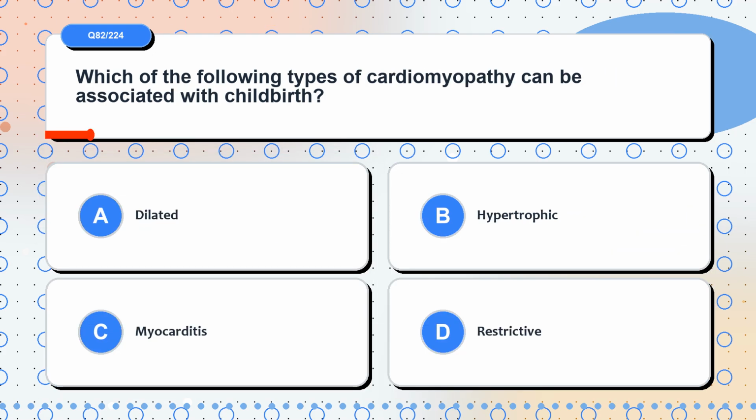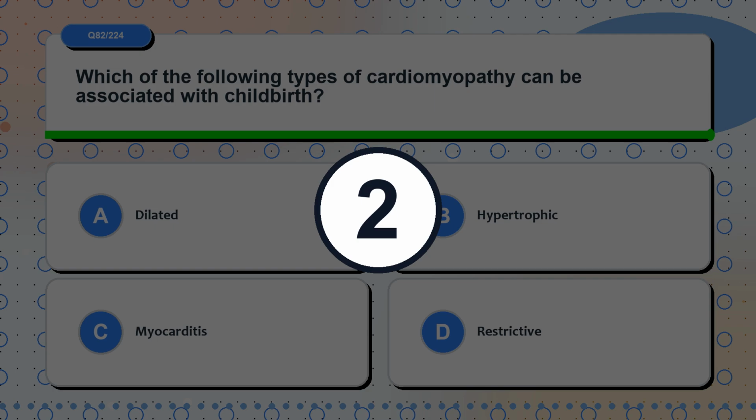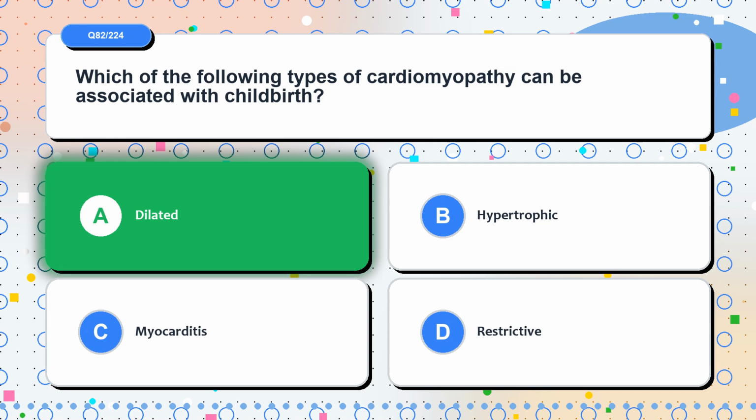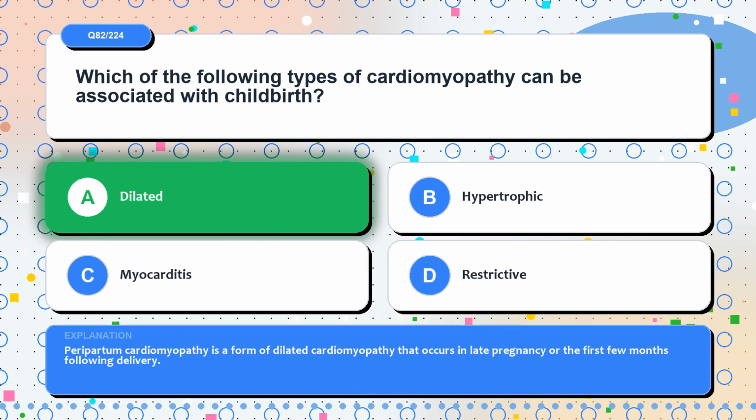Question 82. Which of the following types of cardiomyopathy can be associated with childbirth? Here are the options. Option A. Dilated. Option B. Hypertrophic. Option C. Myocarditis. Option D. Restrictive. The correct answer is option A. Dilated. Peripartum cardiomyopathy is a form of dilated cardiomyopathy that occurs in late pregnancy or the first few months following delivery.